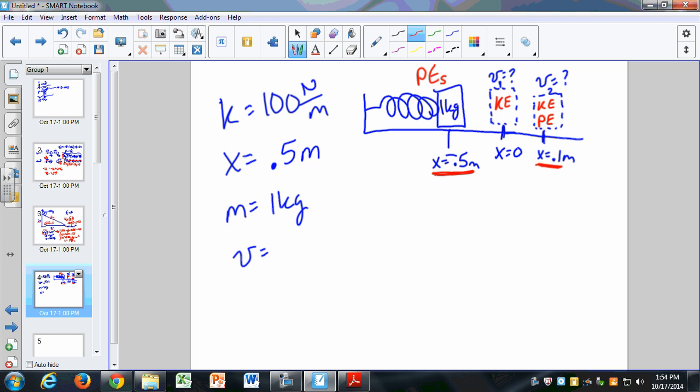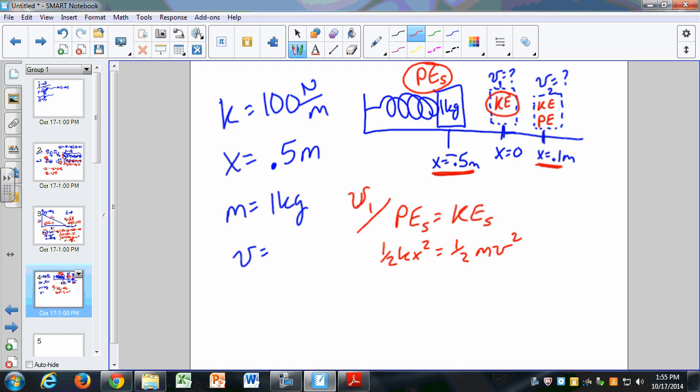All right? So first, to find v1, I say the potential energy of the spring is equal to the kinetic energy. That's setting this energy equal to this energy. 1/2 kx squared equals 1/2 mv squared. By the way here, guys, don't forget that x is proportional to v. So if I increase x by a certain amount, I increase v by the same amount. We talked about that in class, just briefly. It was in the concept test.